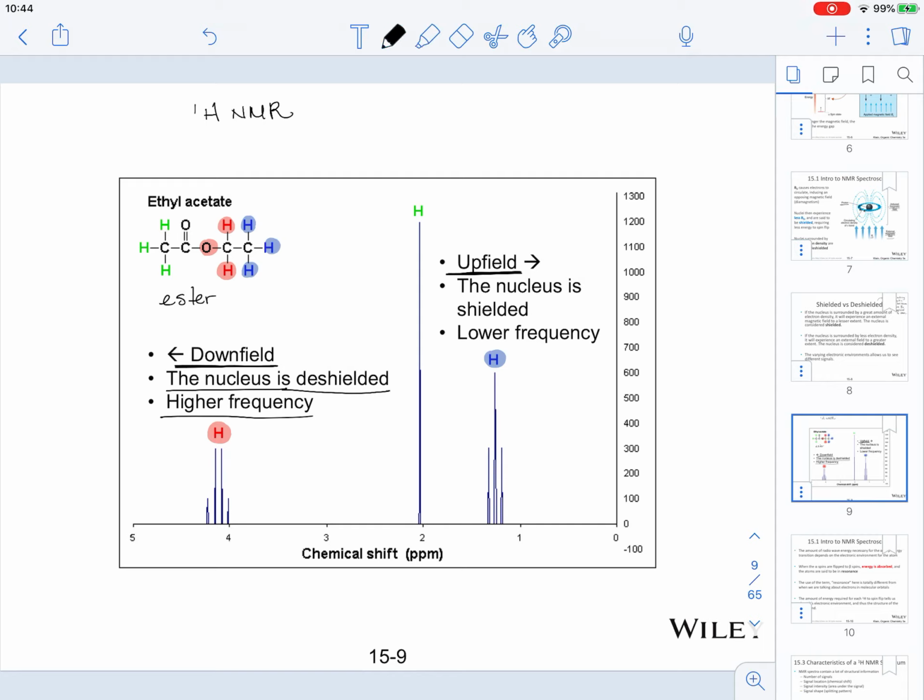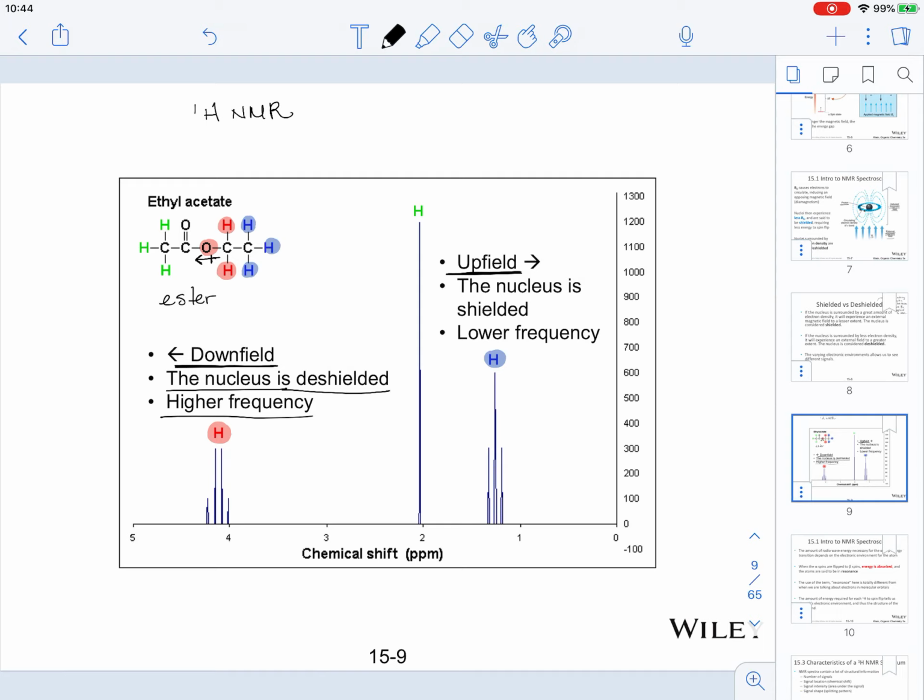Remember that when it comes to electronegativity, that oxygen is going to pull electron density towards itself because it's more electronegative than carbon. When that occurs, that means that the electron density around that proton is less. If that electron density is less, then that proton is going to be more de-shielded, and the effect that we see in the NMR is that we're going to see it more downfield.